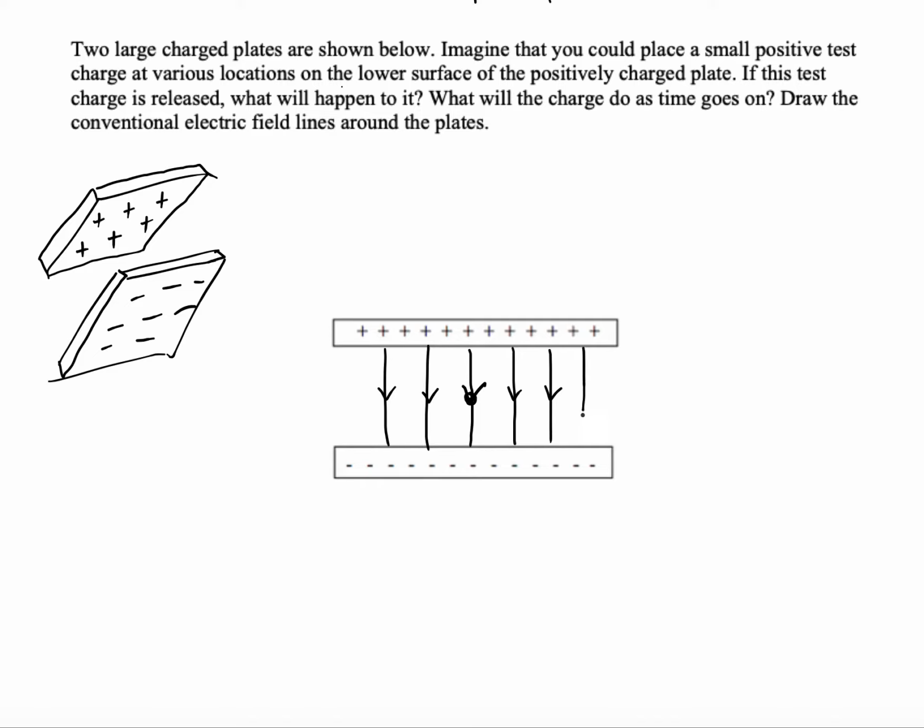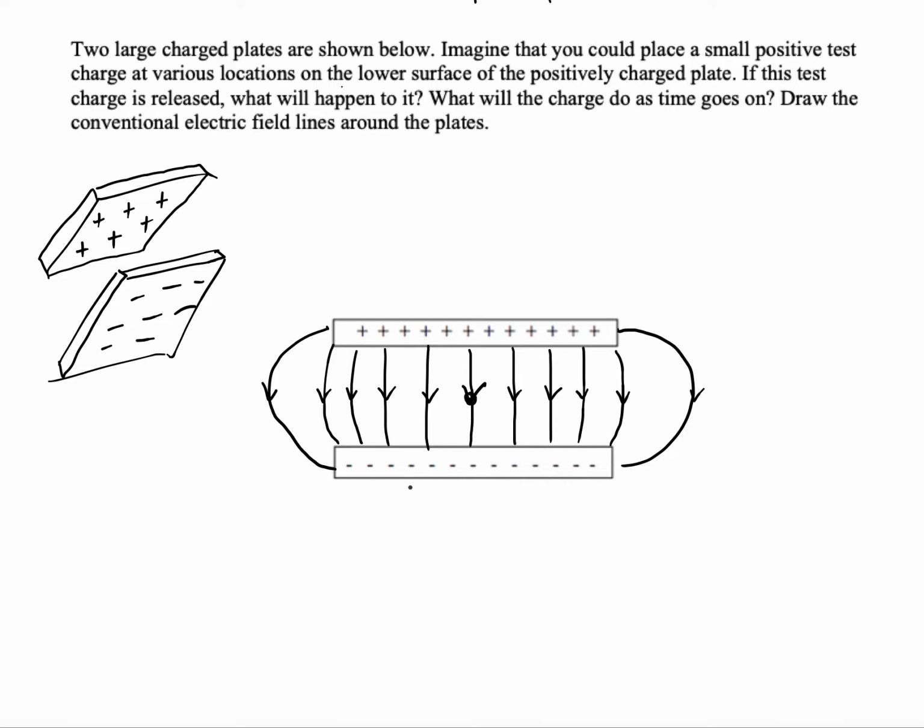At the corners, we start to get a little bit of bowing of the lines. But between the two plates, it's actually very, very uniform. And this turns out to be very useful in electronics. It'll be a device called a capacitor that we look at in the future.